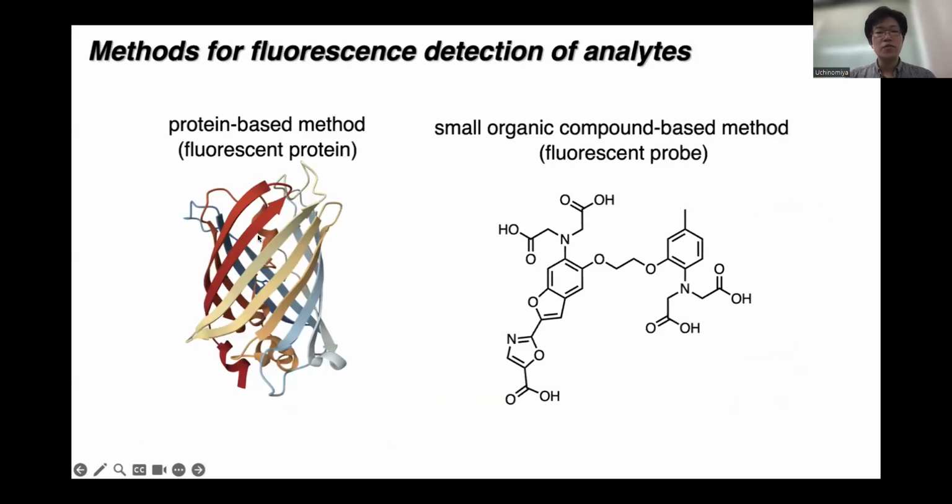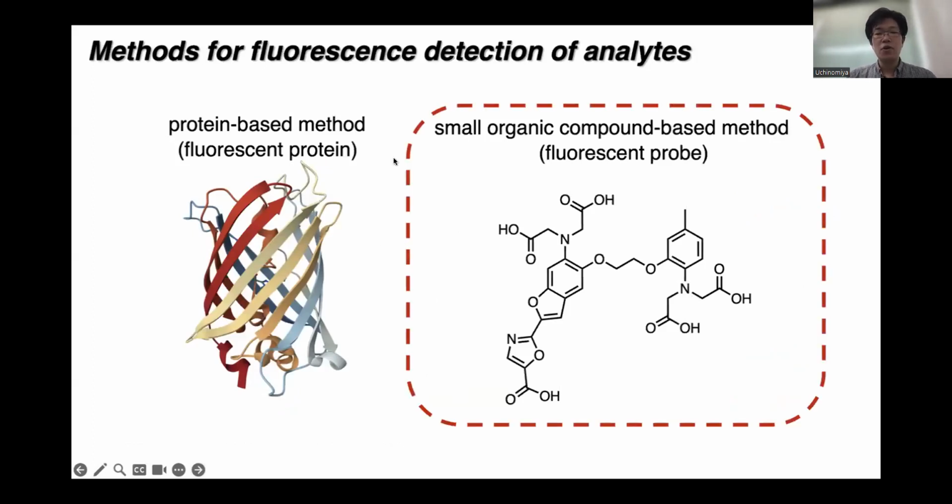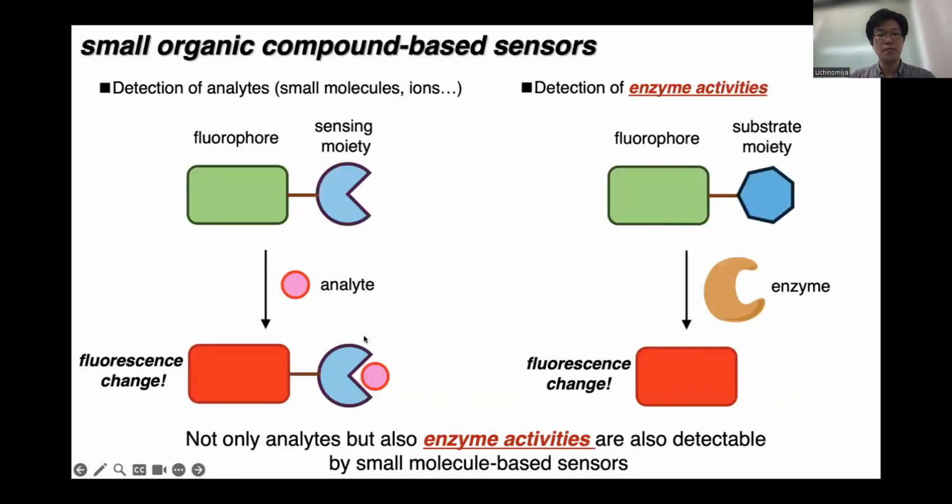Okay, so next, I will talk about the small organic compound-based sensor called a fluorescent probe. The fundamental molecular design is the same as the fluorescent protein-based sensor. This probe consists of a fluorophore and a sensing moiety, and binding with the analyte results in a fluorescence change.